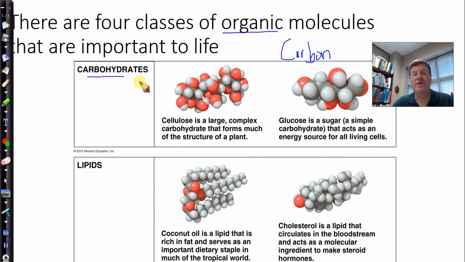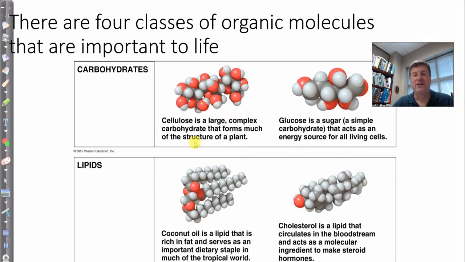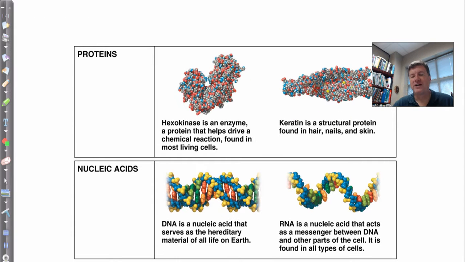In this video, we'll talk about carbohydrates. We'll talk about the other ones in a future video, but carbohydrates, lipids, proteins, and nucleic acids are the 4 primary organic molecules. Just to flip back for a second, you see examples of these: cellulose, glucose, cholesterol, coconut oil. Hexokinase, keratin, DNA, RNA, some other ones that you've already heard of before. These are organic molecules because they contain carbon.